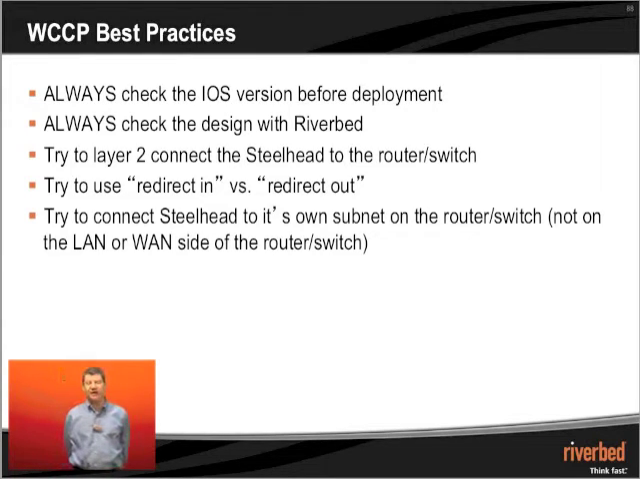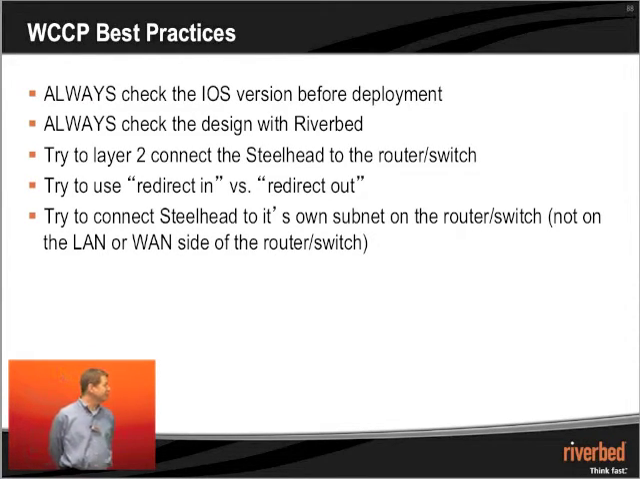You always want to try to be layer 2 adjacent. You'd rather not do GRE tunneling, which can slow down the redirection. Also, we want to use redirect in statements versus redirect out statements. Redirect out statements require the router to process the packet more than once.